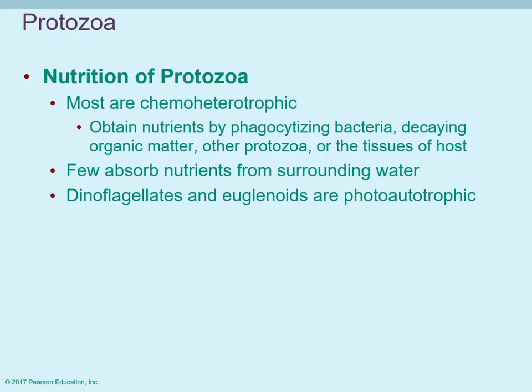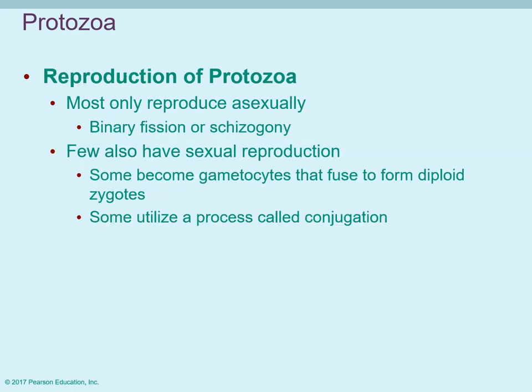In terms of nutrition, most protozoans are chemoheterotrophs, so they have to get their nutrients from some other organism. There's a few of them that are photoautotrophs. Most will only reproduce asexually, oftentimes by binary fission, or schizogony, which is that process where you produce a lot of nuclei and then release all the daughter cells at once.